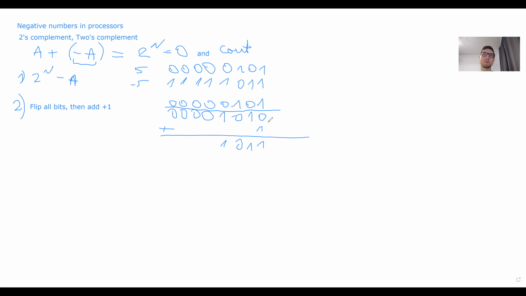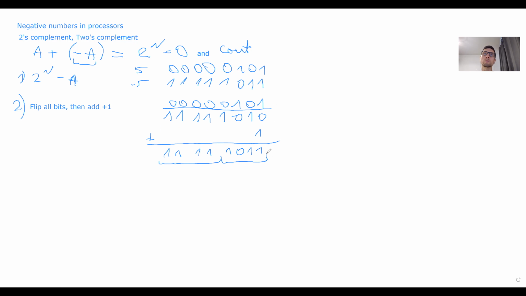Oh, sorry, I didn't invert all the bits. Flip all bits to the opposite value, so 1, 1, 1, 1, 1, 0, 1, 0, and then add 1. 0 plus 1 is 1. 1 plus 0 is 1. 0 plus 0 is 0. And then 1, 1, 1, 1, 1. Okay, and we got the same result as before, right? So this is the second way to convert from positive to negative numbers: invert all bits and then add 1, and you get the result.